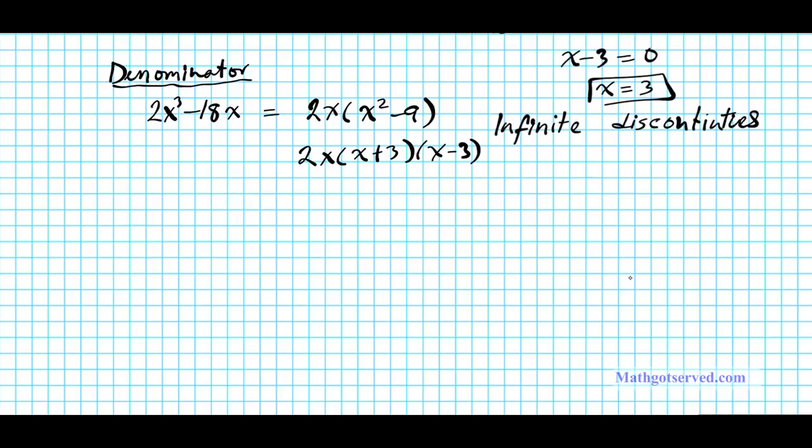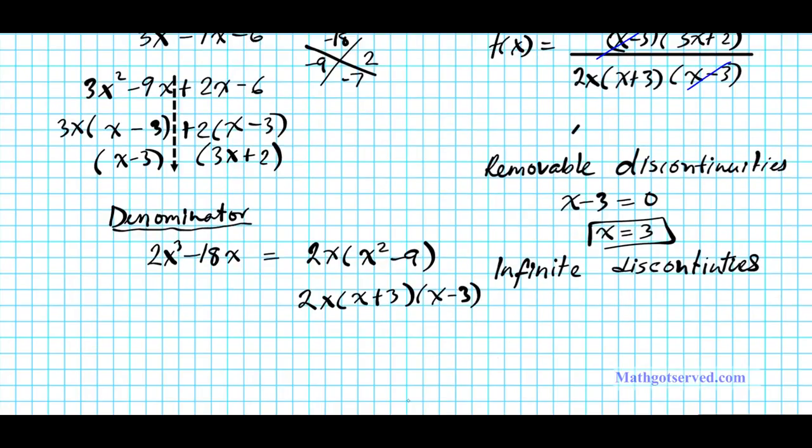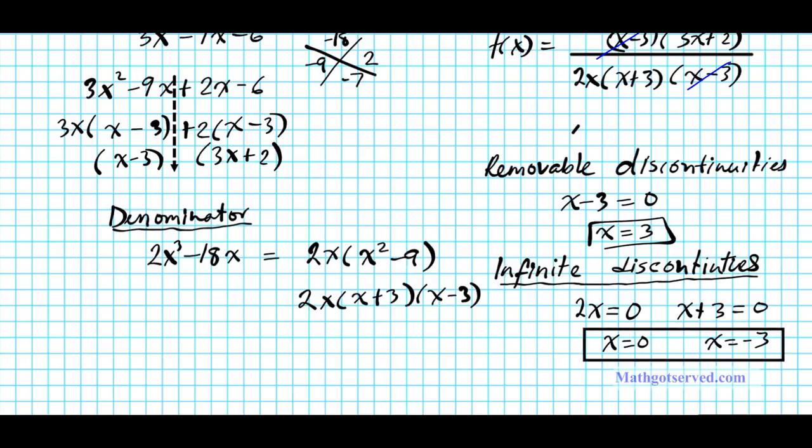All right? So in the denominator, we can see that we have two infinite discontinuities. We have to solve 2x equals 0 and x plus 3 equals 0. All right? If you solve this, you have x equals 0. If you solve this one, you have x equals -3. So these two are your infinite discontinuities. Okay? Infinite discontinuities here, removable discontinuity right there.